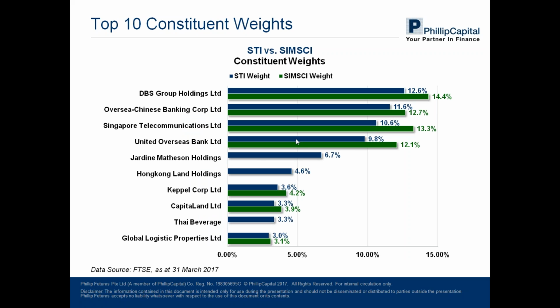When it comes to top 10 constituent weights, we are seeing a very similar observation here. For the top 4 holdings, your 3 big banks and Singapore Telecommunications, the weights do not vary by a lot. But the SIMSCI does not have Jardine Matheson Holdings, Hong Kong Land, and even Thai Beverage, which is why you see a relatively higher weight assigned to the other top 10 constituents of the STI, due to the absence of these other counters in the SIMSCI.